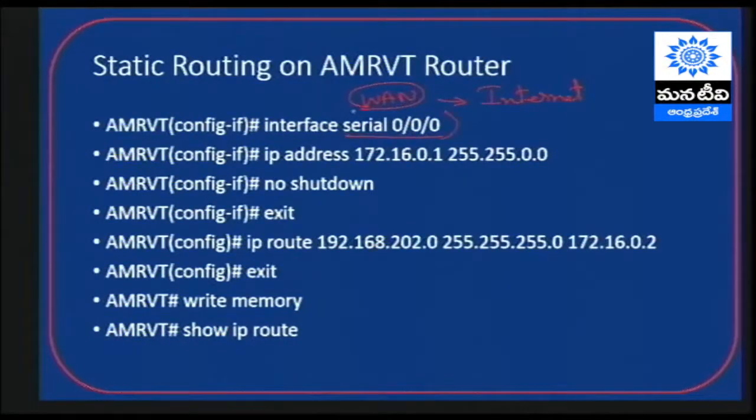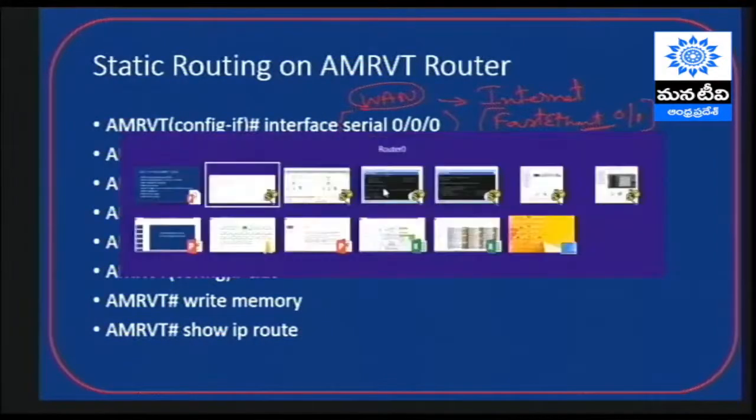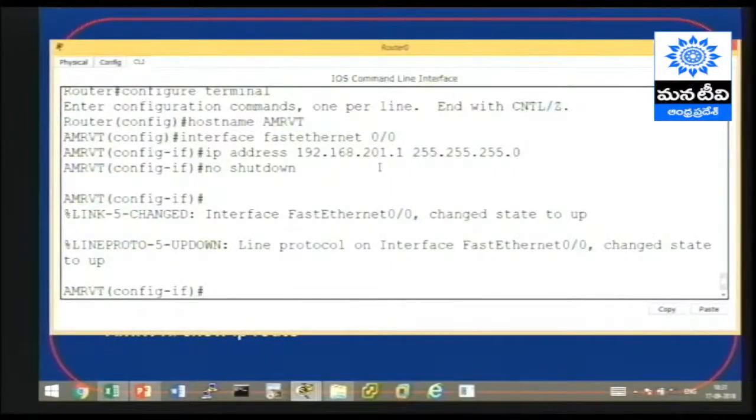Maybe we should also consider another situation. In place of the serial interface, you may be using the fast Ethernet interface 0/1 to connect to the ISP, because fast Ethernet 0/0 was connected to the local area network. We can have another interface used to connect to the ISP or the remote network, and that interface also requires an IP address, and we must give the command no shutdown. So we have now configured the Ethernet interface.